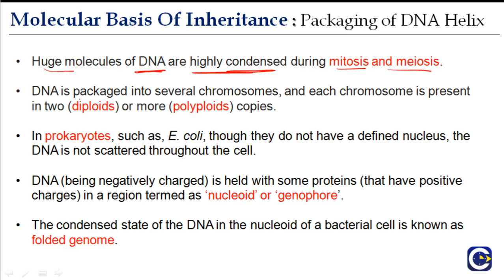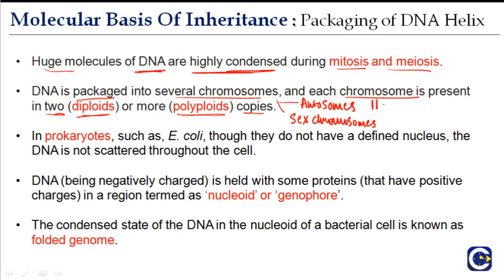So, DNA is packaged into several chromosomes, and each chromosome is present in 2 or more copies. When it is present in 2, it is diploid, or when it is present in more, it is polyploid. So, what happens in humans? In humans, we all know that there are 2 types of chromosomes. They are called autosomes, and the sex chromosomes. Each of these chromosomes has 2 copies. They are diploid in case of humans.